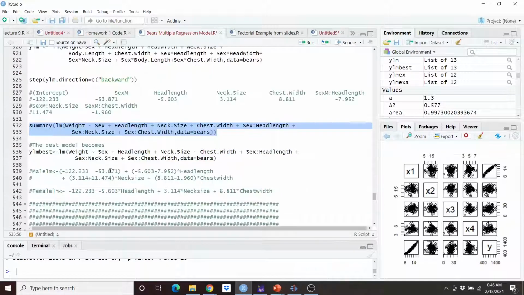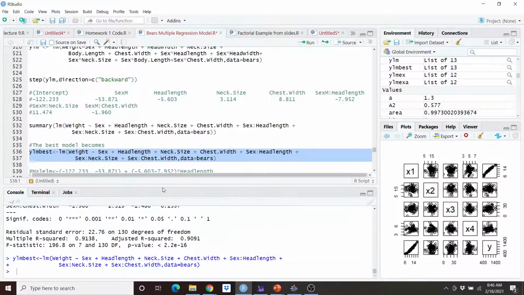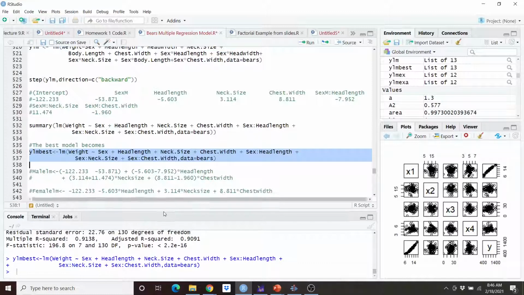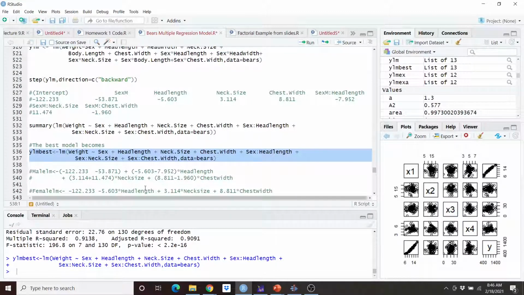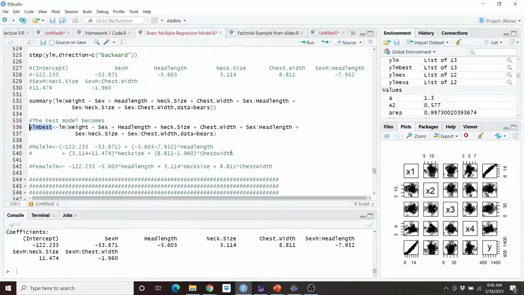And so our best model here, that I'm calling YLM best, is the model that we just looked at. But again, we've got sex in our model. And so, what does that mean? Well, it means that we need to account for male or female.